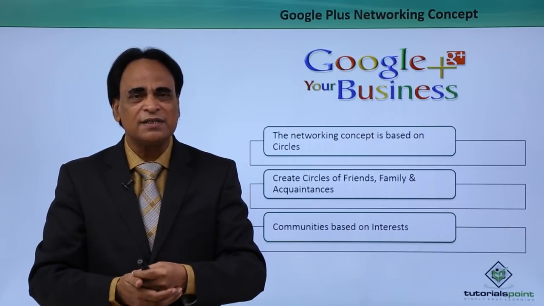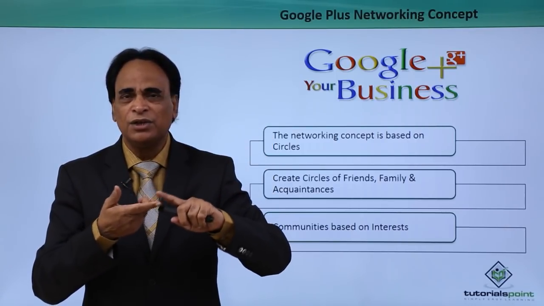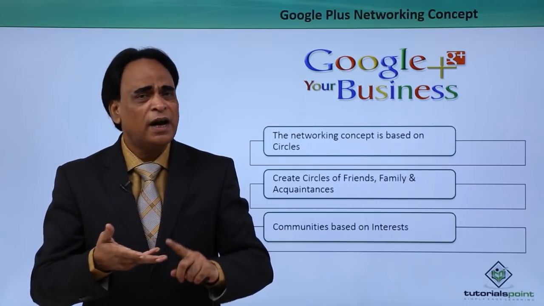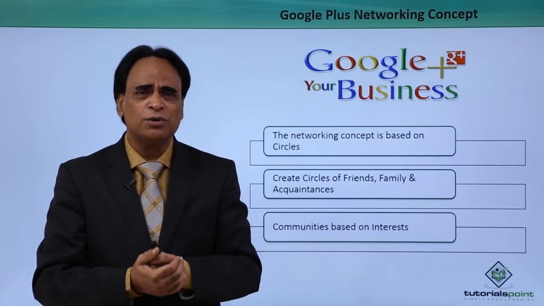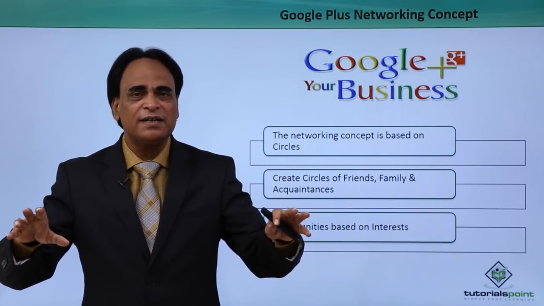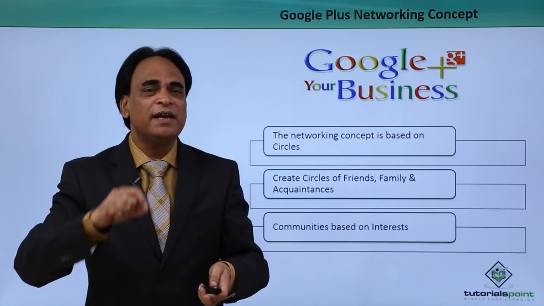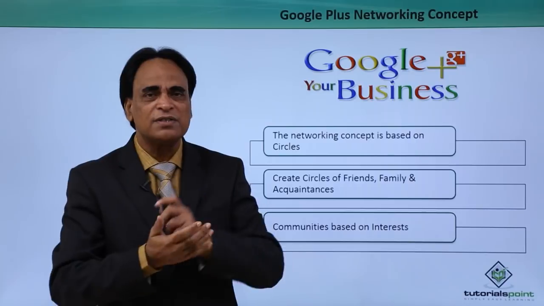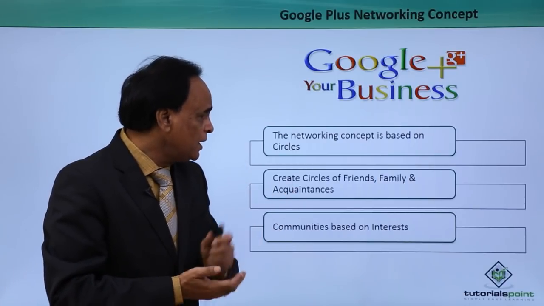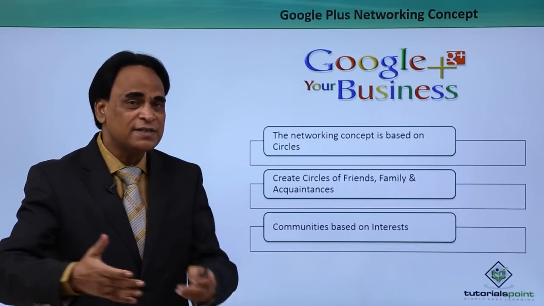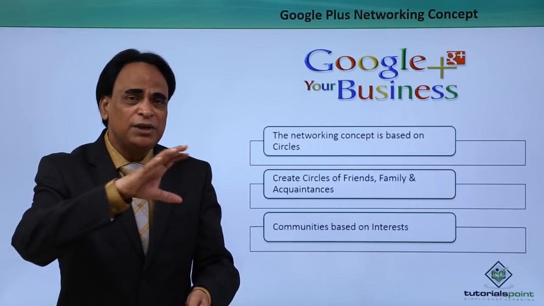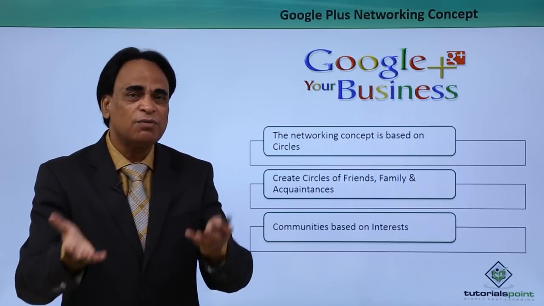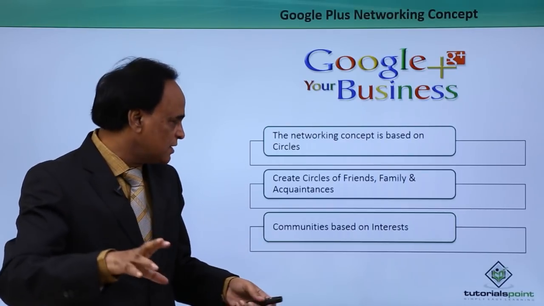You create circles. You create circles of your friends, of your family, of your acquaintances, or circles of any other group. Once the circle is created, the people within that circle engage, interact and communicate with each other. This is basically the concept of Google Plus: create circles of friends, family and acquaintances. You can create them individually, and in other words, it is a group. That is precisely what Google Plus calls a circle.